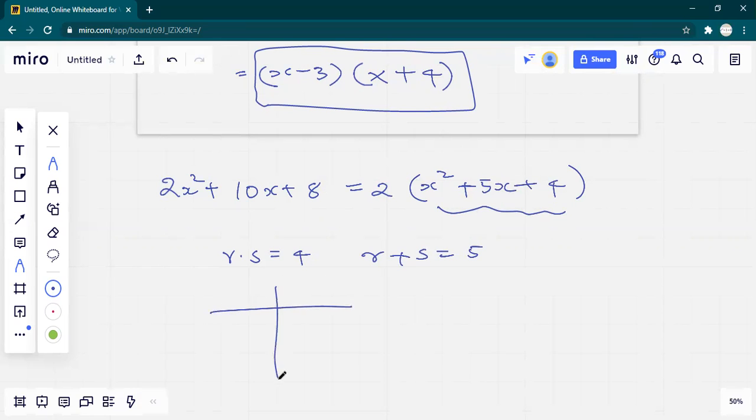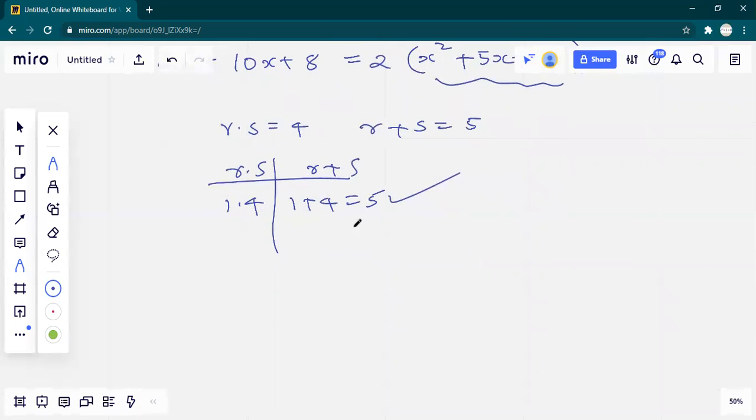So let's start with the table of rs and r plus s. The first combination is factorize 1, 4. The simple factorization is 1 times 4, and 1 plus 4 is equal to 5. We are lucky enough to get the solution in the first trial. Okay, so good. We can factor x squared plus 5x plus 4 as x squared plus, yeah, r is equal to 1, s is equal to 4.